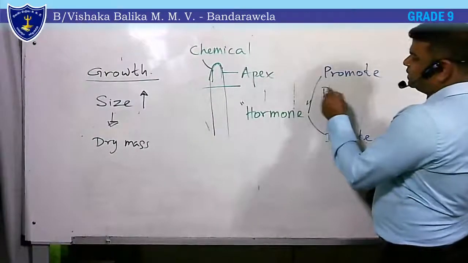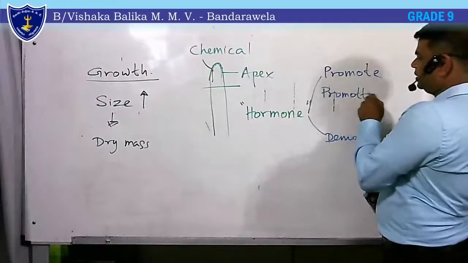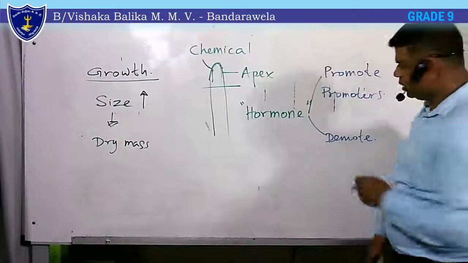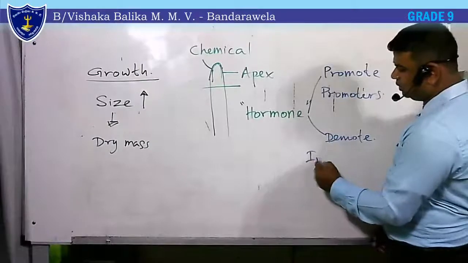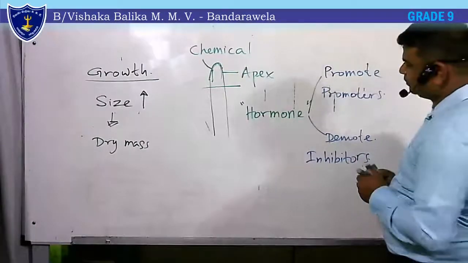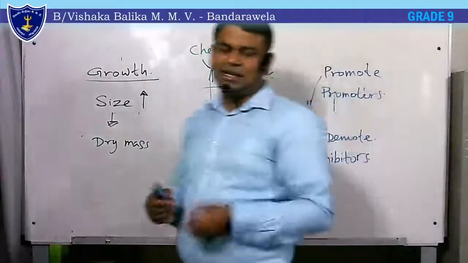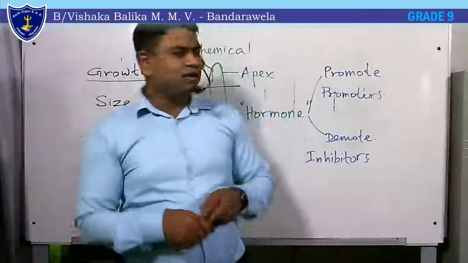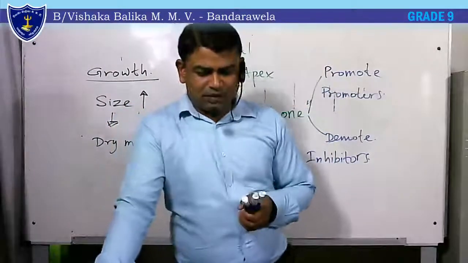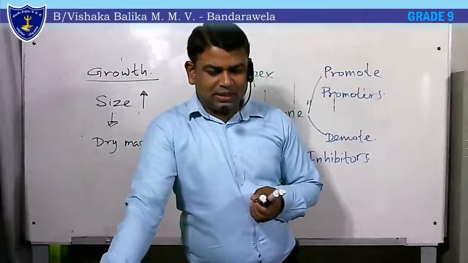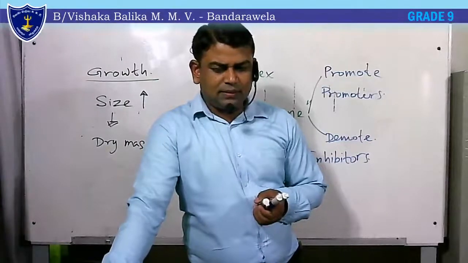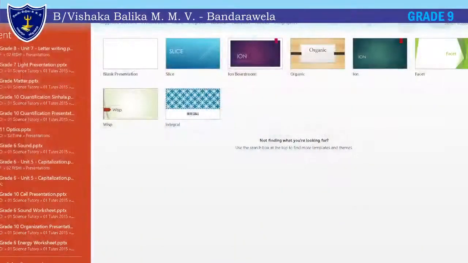Growth promoting substances are called growth promoters. Growth demoting substances are called growth inhibitors. So hormones are of two types, promoters and inhibitors. But in your textbook or in your syllabus, we are talking only about the growth promoters. We will discuss three growth promoters here, and I am taking this from the textbook again.